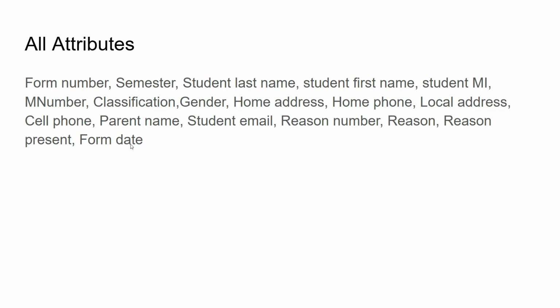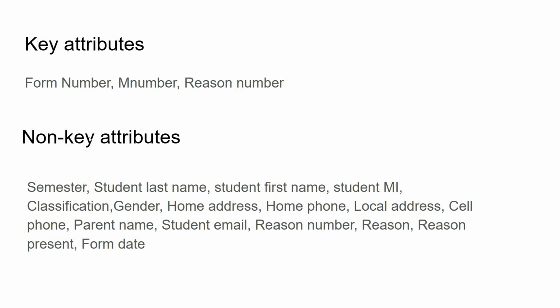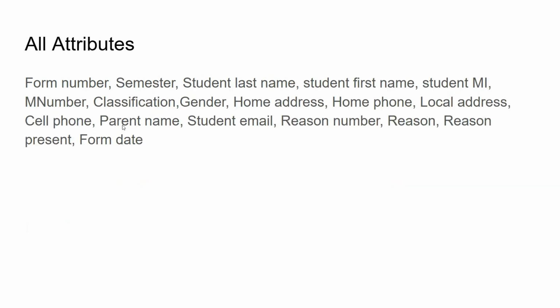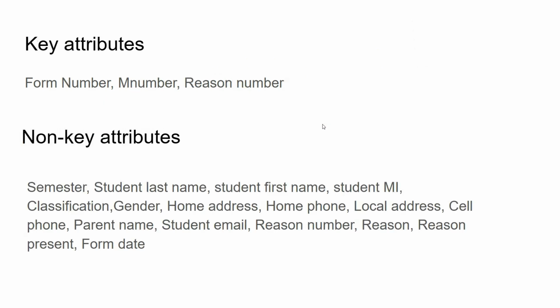Then form date. Now among these, we need to first figure out what will be the key attributes. So the key attributes are the ones that usually have a number in it. So it's form number, student M number, and also we have a reason number. So these three attributes, I'm going to call them key attributes, and everything else I'm going to throw into this non-key attributes list.